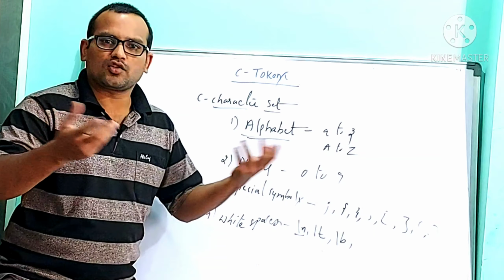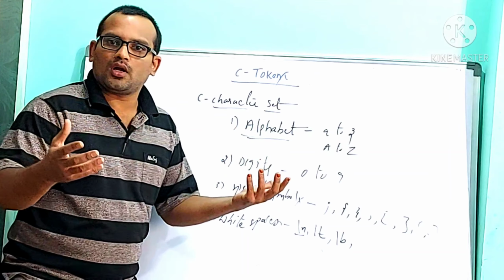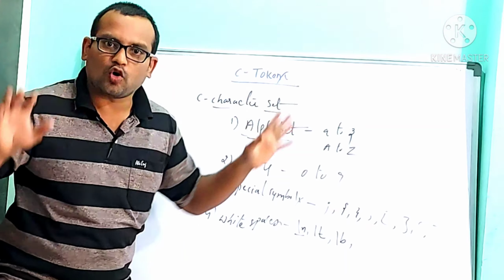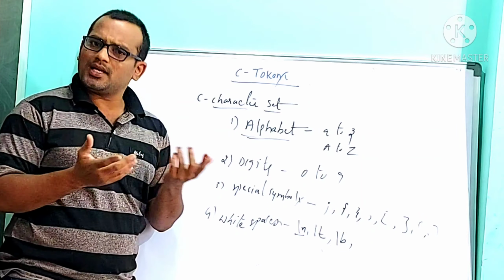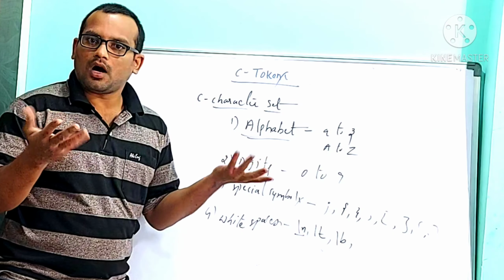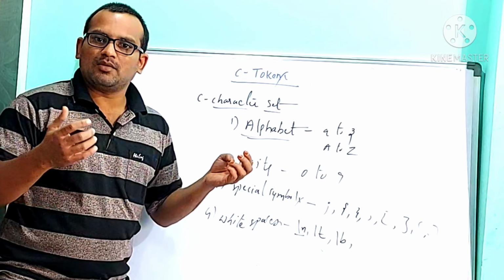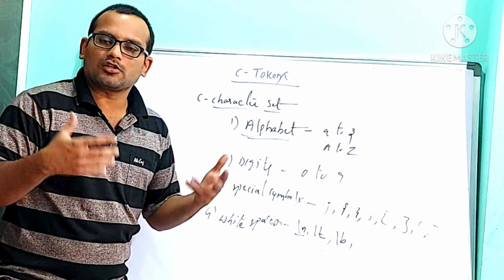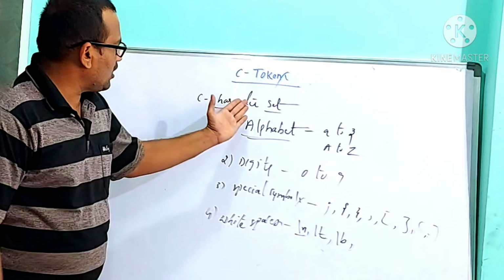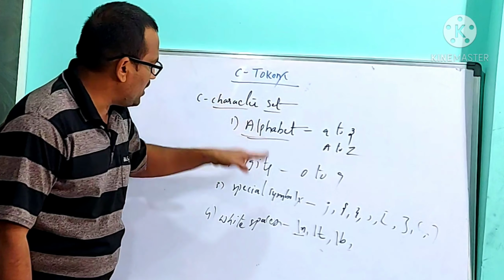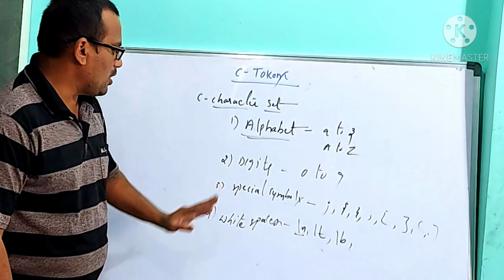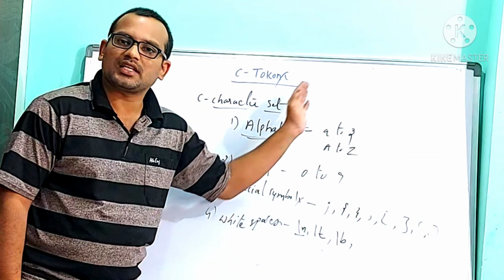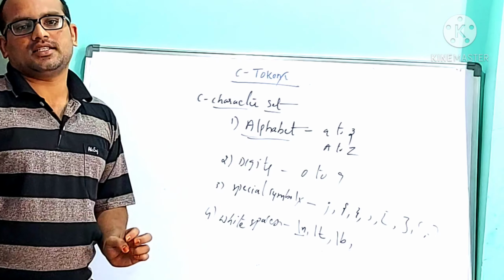Suppose small a, it is called character. Special symbol semicolon, it is called character. Simply we can say the things which we can see on keyboard all come under characters. Digit 5 also comes under character. Special symbol semicolon comes under character. Escape sequence character \n also comes under character. So character may be an alphabet, a digit, a special symbol, or a white space. All these we are using to write a C program, so all these characters come under character set.